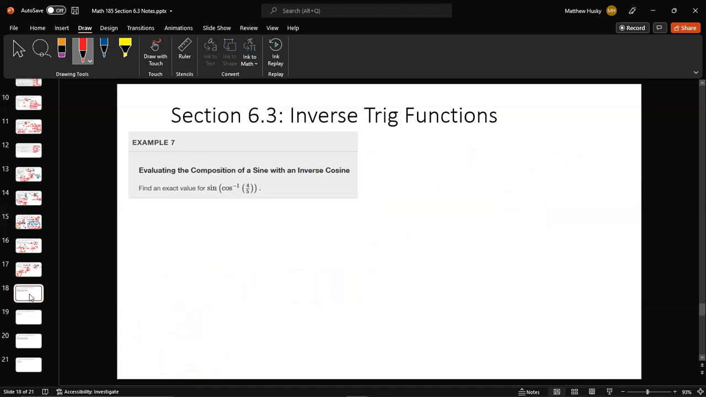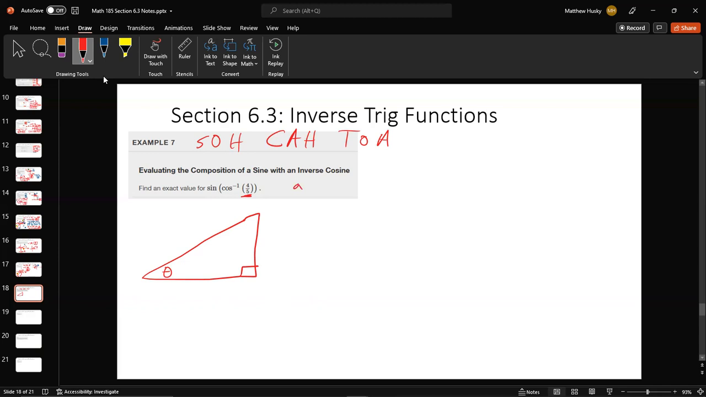All right. Find an exact value for sine of cosine inverse of 4/5. Okay, this one we're going to do a different strategy. Compared to what we were doing, you all will probably like this a little better. But again, don't forget your SOHCAHTOA. So this is, say, the cosine. So we want a triangle. We'll put an angle right here.